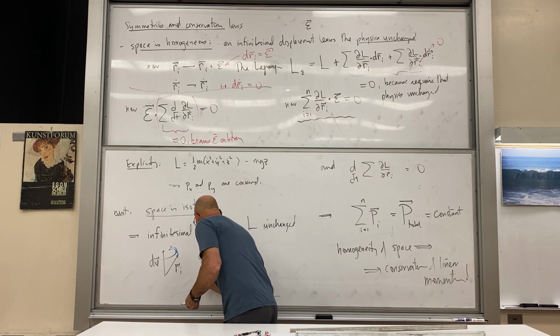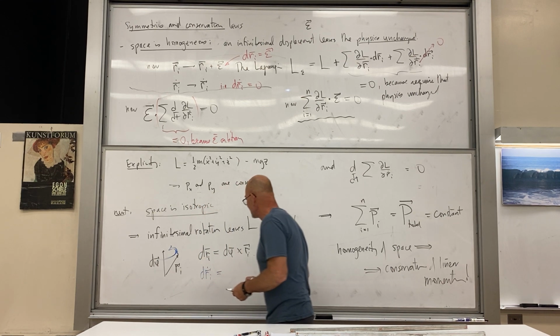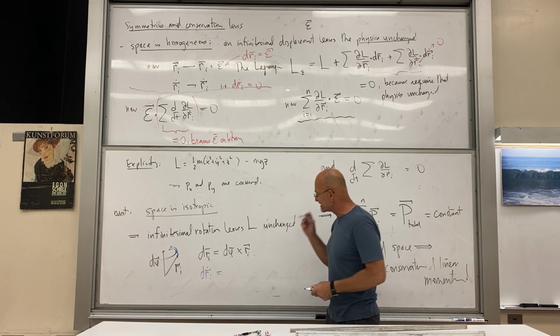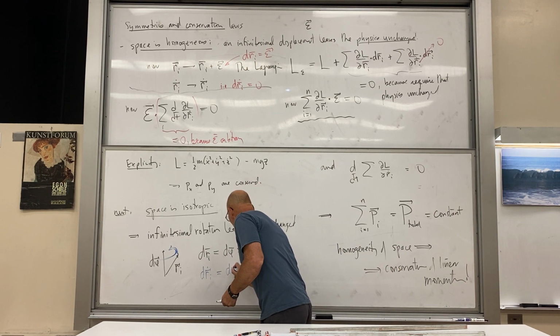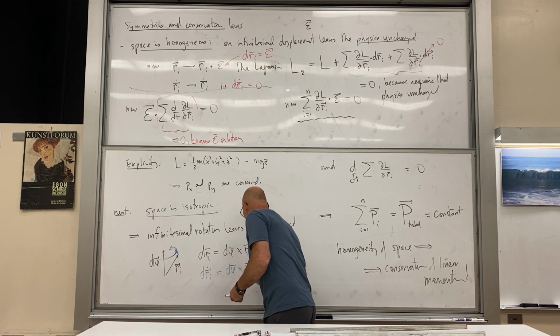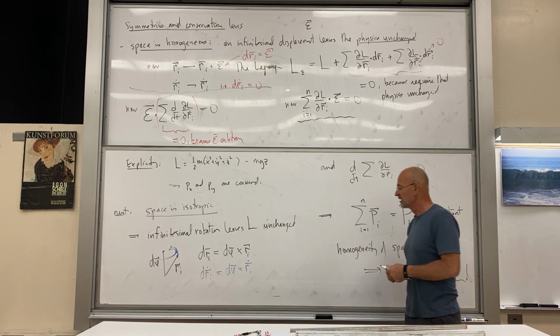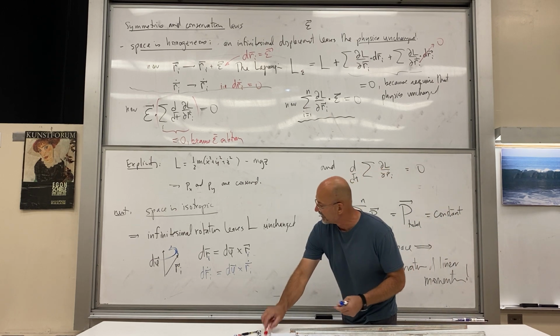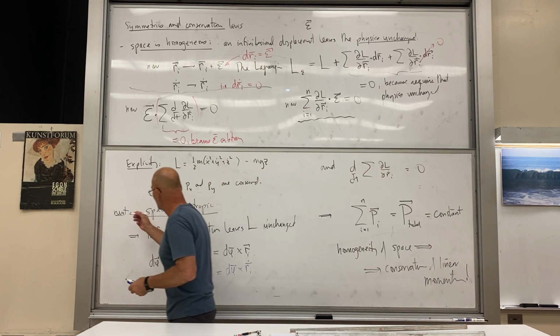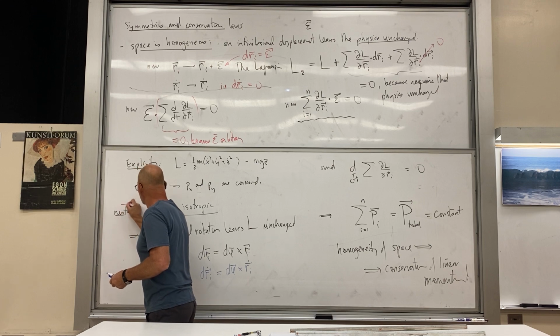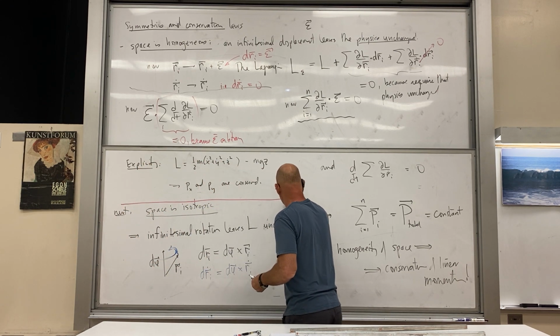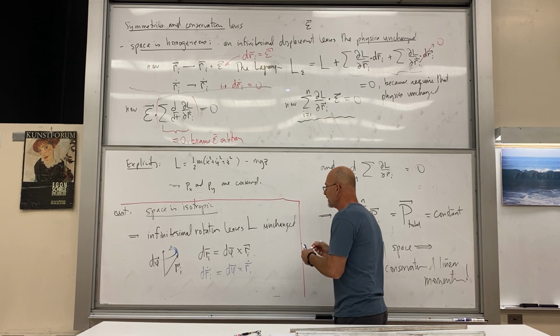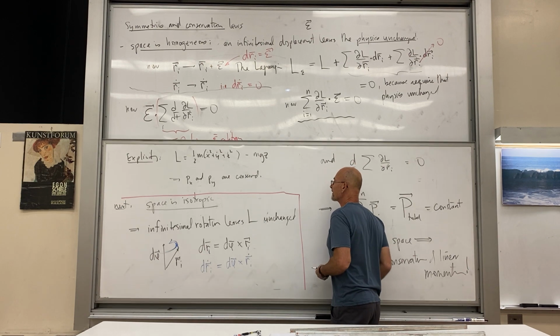And dr sub I dot is the transformation of the velocity vector, so it's also d phi cross r sub I dot. So that's the infinitesimal rotation. We'll block that in so that we can stare at it. And then send this up here.